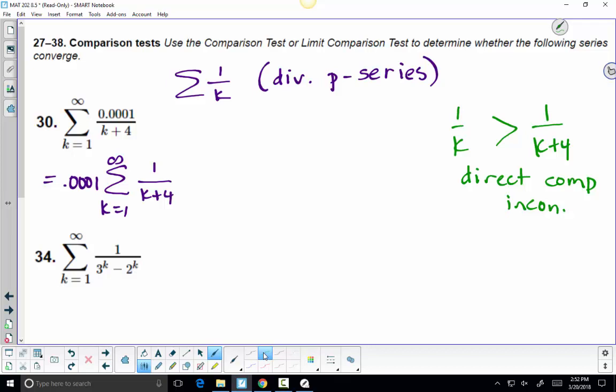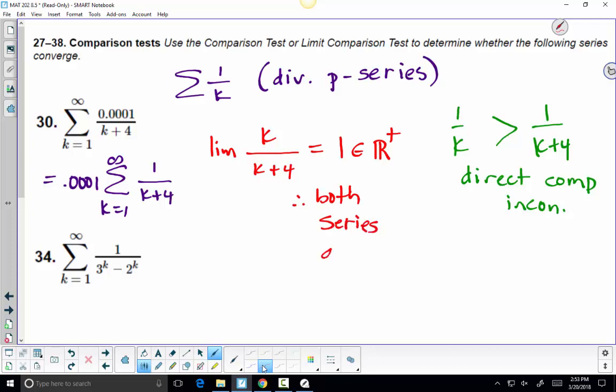So, limit comparison. We take the limit of a sub k divided by b sub k. We can again forget about that coefficient. So there's our a sub k, divided by b sub k, we multiply by the reciprocal. So we get that. And that limit is 1. That's a positive real number. It's an element of the positive reals. Therefore, both series diverge. So they both have to do the same thing. So our conclusion is that this one diverges by limit comparison. That's a DIV. Diverge by limit comparison test.